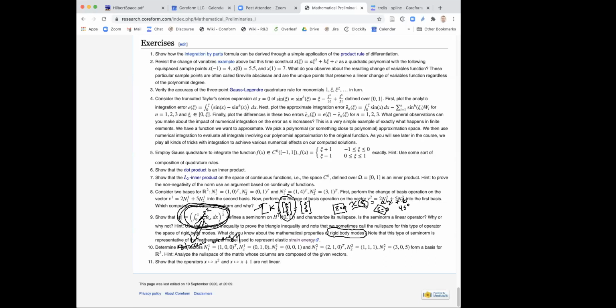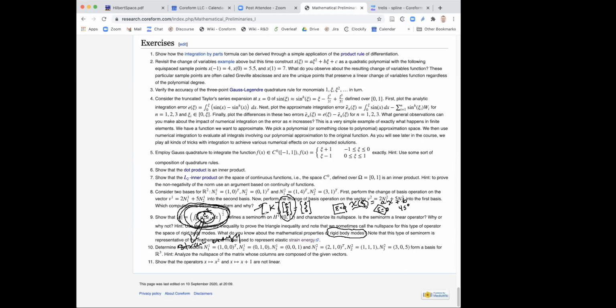So when you're looking at a semi-norm and you want to characterize its null space, first you look at the differential operator. The order of differentiation should tell you right away what are the things that are being blown away that you can't see. In this case, it's all the rigid body modes.